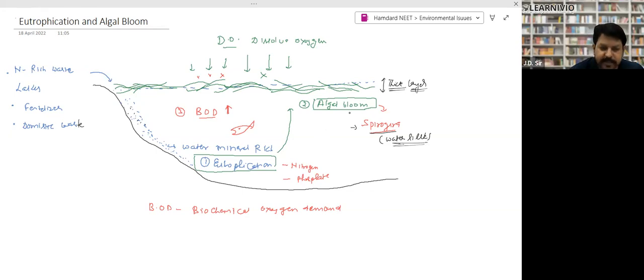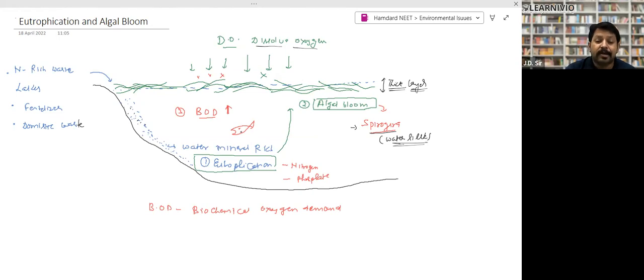The algal bloom is the second phenomenon. The third thing that happens: normally the animals are living inside the lake. So what happens when the thick layer is formed? Then the supply of oxygen from the external environment will stop. When the supply of oxygen stops, the dissolved oxygen, that is called DO, will reduce inside, right? DO is dissolved oxygen.